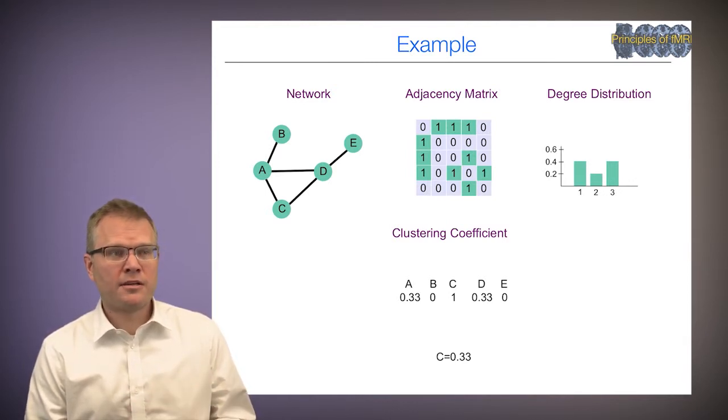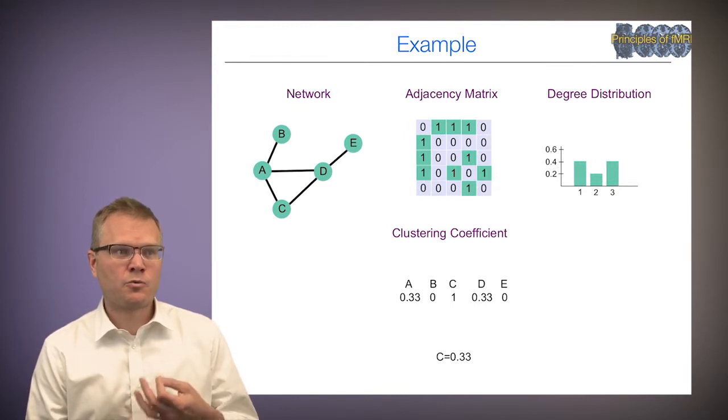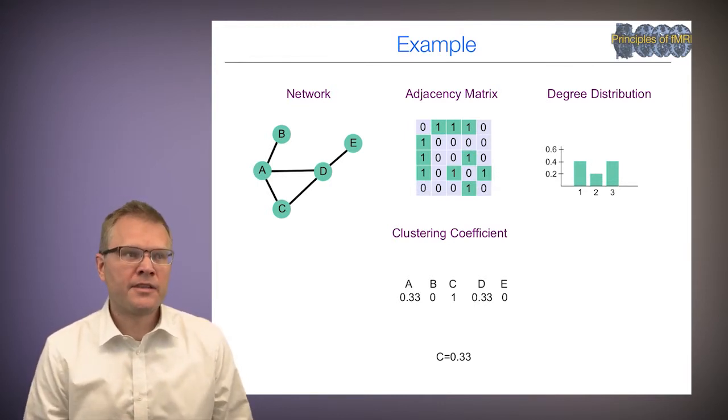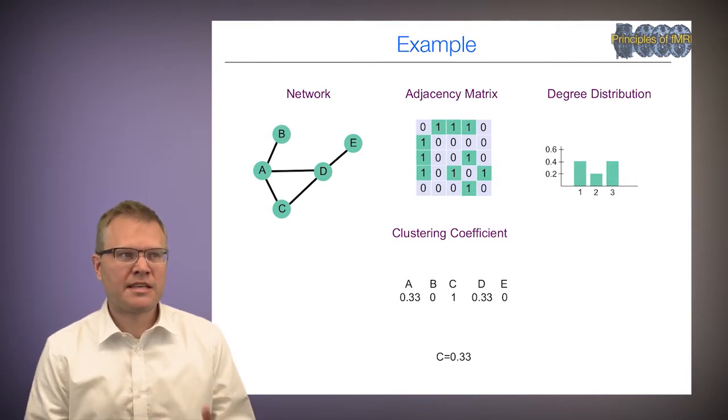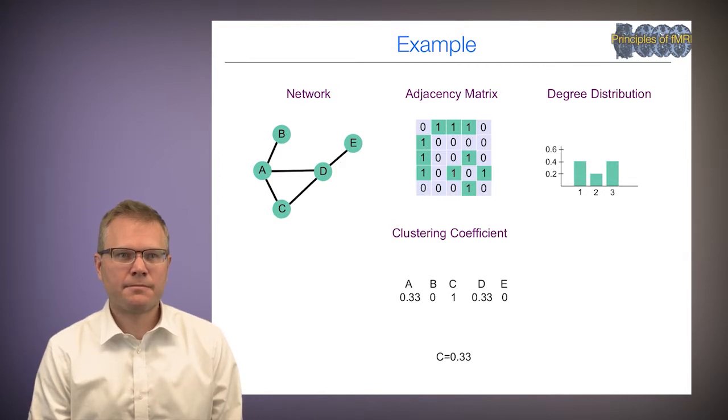B has no triangles, and so it contributes 0. C has a single triangle and only 1 possible triangle, so that contributes 1, and so on. Then we take the average of those and we get the clustering coefficient C, which is equal to 0.33. And so this represents how connected the network is.